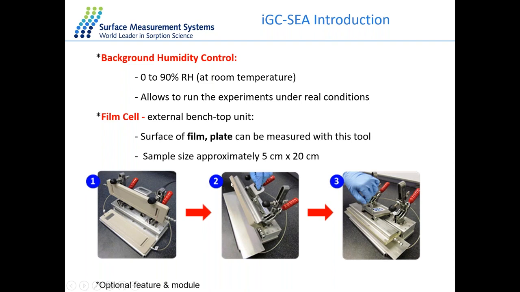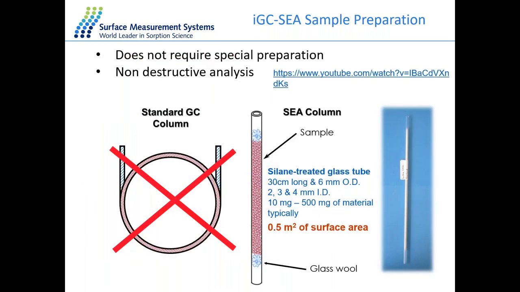And apart from our column, we also have an accessory especially designed for film samples, where you can place a film directly on this film cell, and it can be externally connected to the system to measure the film heterogeneity with just one side exposed to the vapor molecules. And if you can put your films directly in the column, then we more highly recommend using the column to perform the experiment. And in this case, both sides of the film will be exposed to the vapor molecules.